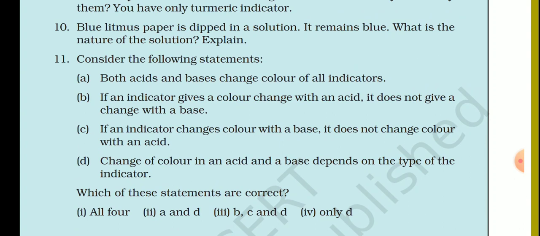Now see the fourth one, the change of color in an acid and base depends on the type of indicator. Yes, this one is correct. Definitely it will depend. If you have taken litmus, then it will depend on that. If you have taken turmeric, then the color will be according to that, and if you have taken China rose petal, then it will be according to that. Which of these statements are correct? First option is all four, second is A and D, third is B, C and D, fourth is only D. So the answer is only D.